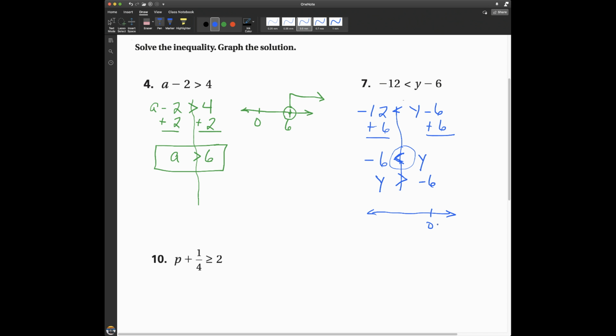Here's 0 on this number line. Here's negative 6 right here, and put a circle around it. Negative 6. I want to go up and always to the right to represent greater than. Is it equal? No, because I don't have greater than or equal to, so I'm not going to shade in this circle. So that's number 7.